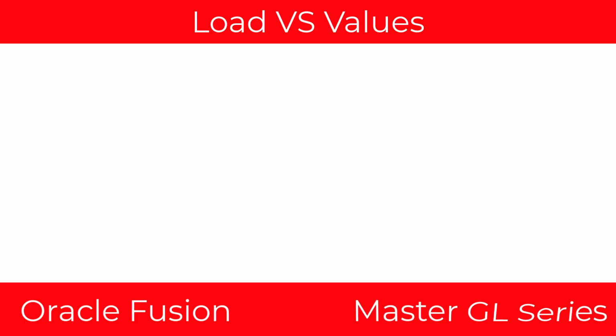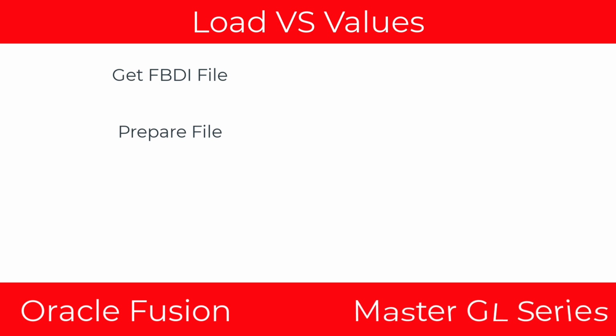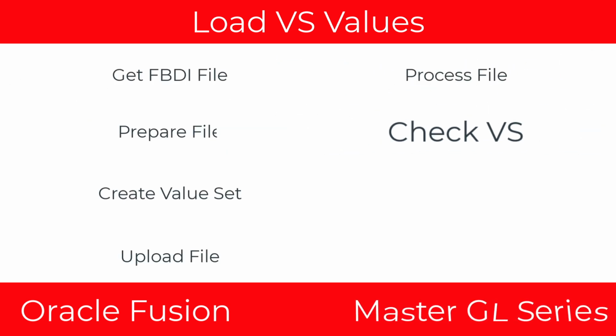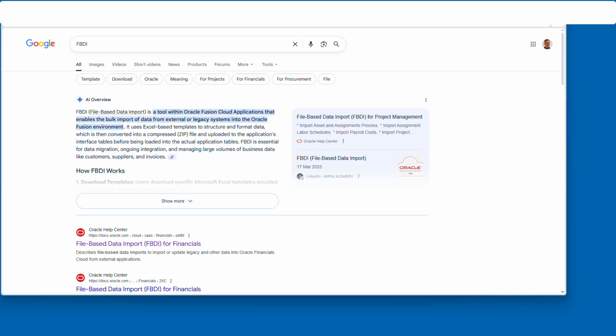All right, so here's what we're going to do. We're going to get the FBDI file. We're going to prepare the file. We're going to create a value set in Oracle. We're going to upload the file that we prepared. We're going to process that file. We're going to check the value set for the values. We're going to create a chart of account structure using that value set, and then we're going to recheck the value set. Okay, so let's get after it.